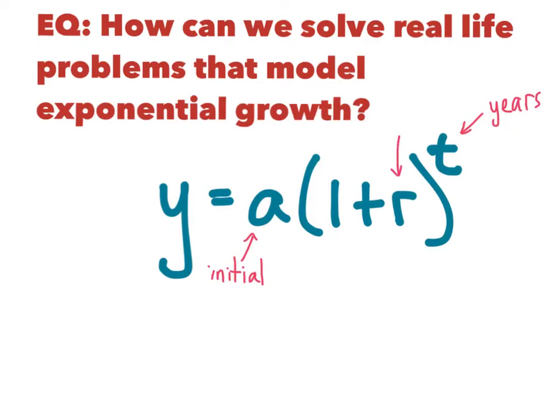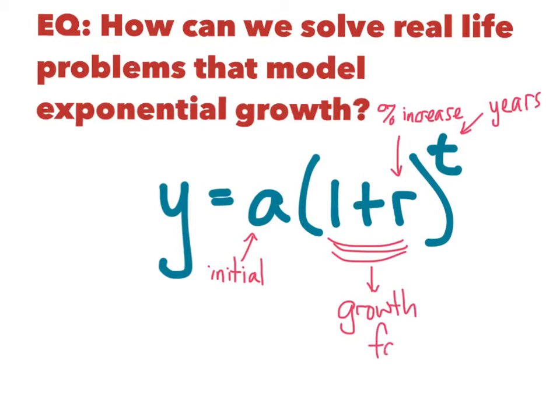R, now this is the part where we have to be careful. R is the percent increase. Okay, it's the percent increase for growth. If it's decay, it'd be a percent decrease. Now, this whole 1 plus r, since the entire 1 plus r is being raised to our exponent, all of this is the growth factor. All right, so this is the base of the exponent.